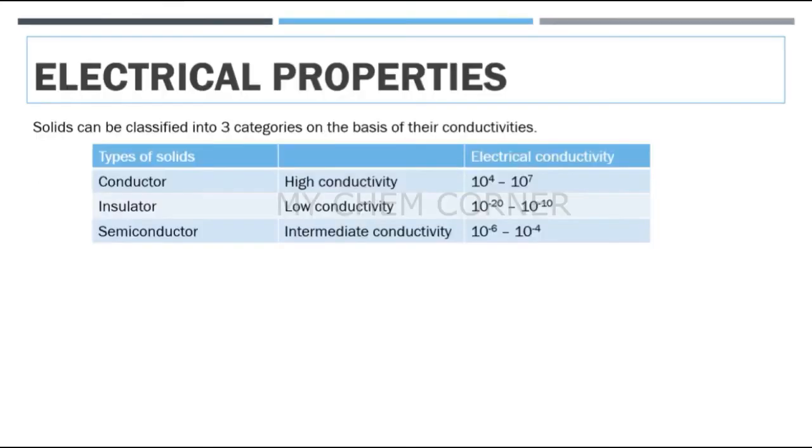In this video, we're going to talk about the electrical properties, which are basically conductor, insulator, and semiconductor. A conductor is something that conducts electricity, and an insulator has a low conductivity, which means it doesn't conduct electricity at all. A classic example of a conductor is any metal, like copper or zinc, which would conduct electricity.